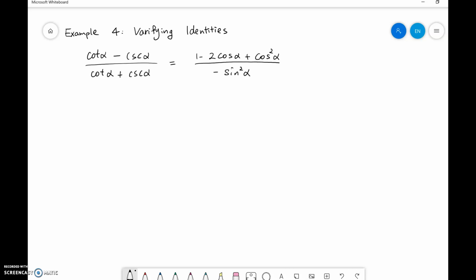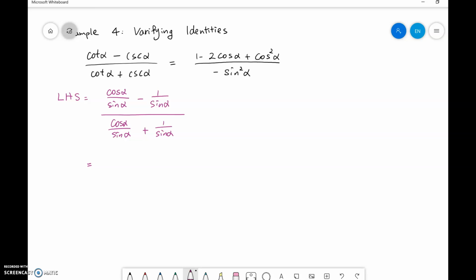Okay, so for this one, still for the same concept, I'm going to pick the left-hand side as the more complex one. So the left-hand side can be rewritten as cotangent alpha, cosine alpha over sine of alpha, minus cosecant alpha, which is 1 over sine of alpha, over cosine of alpha over sine of alpha plus 1 over sine of alpha. So this time I'm going to work it as a complex fraction.